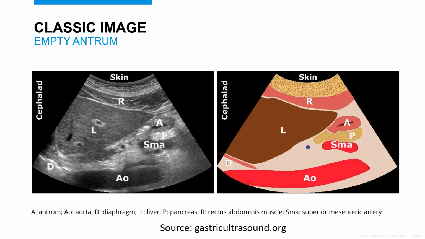Gastric ultrasound is first based off of qualitative assessment. So we're going to work on developing pattern recognition. Here we have an empty antrum. It is small, collapsed, and has the appearance of a bullseye. The bullseye pattern is from the 5 alternating layers of the gastric wall.